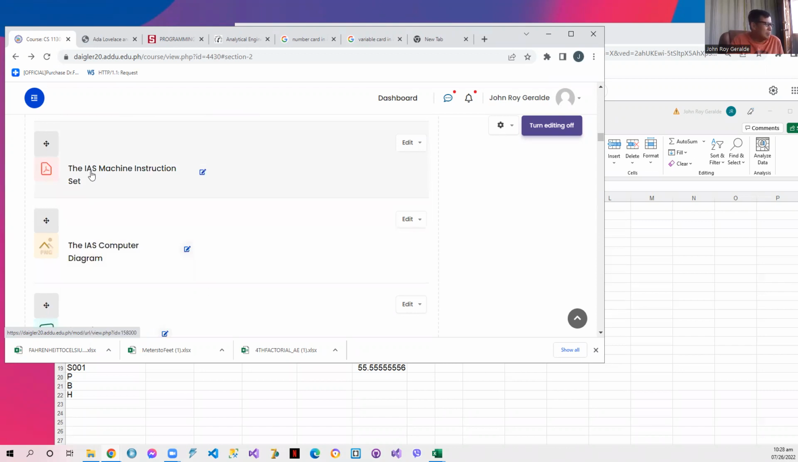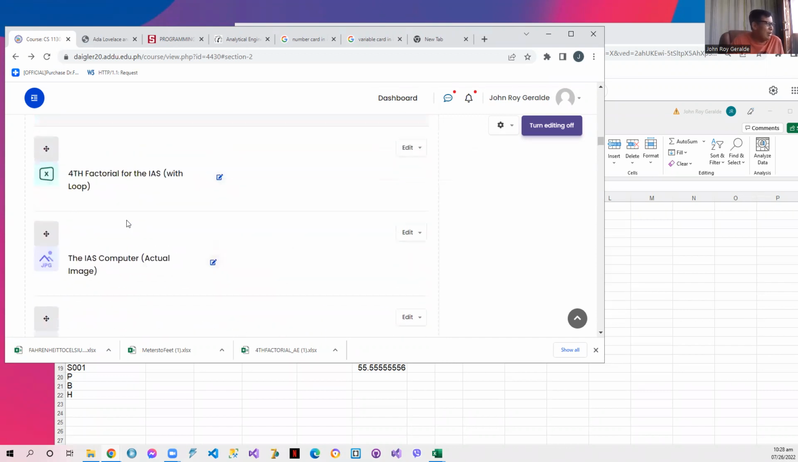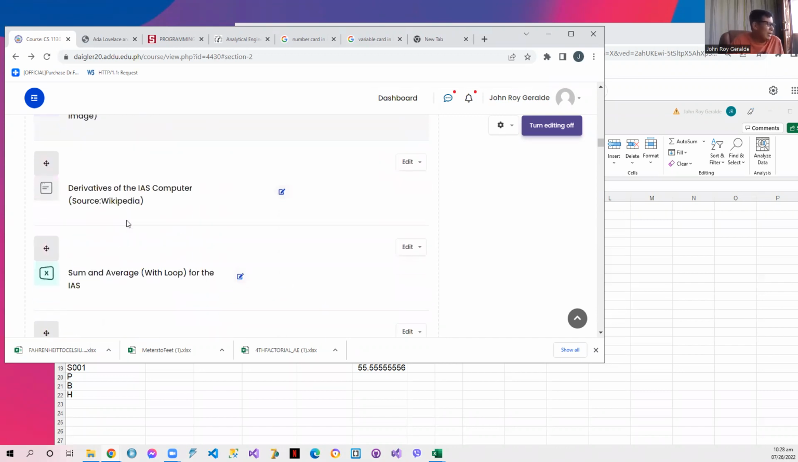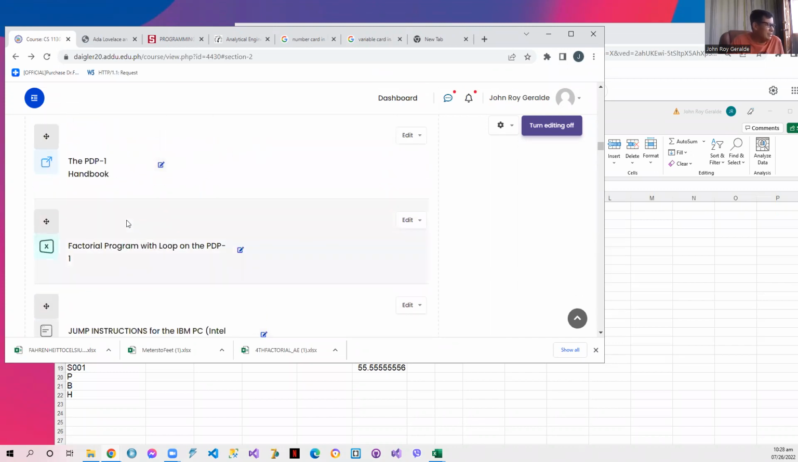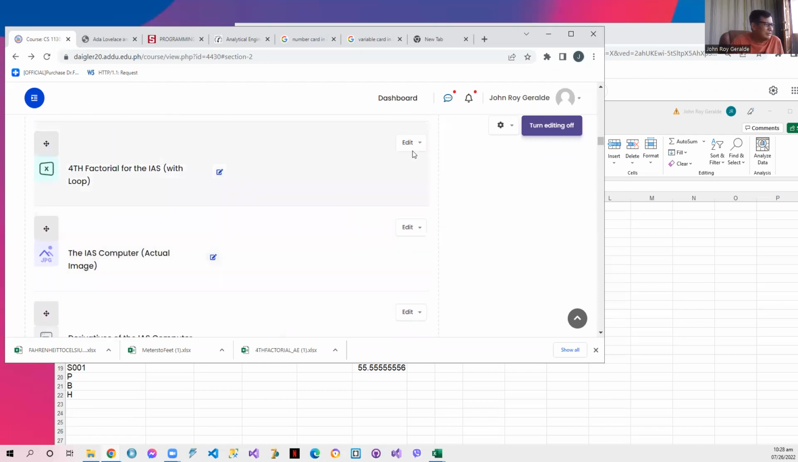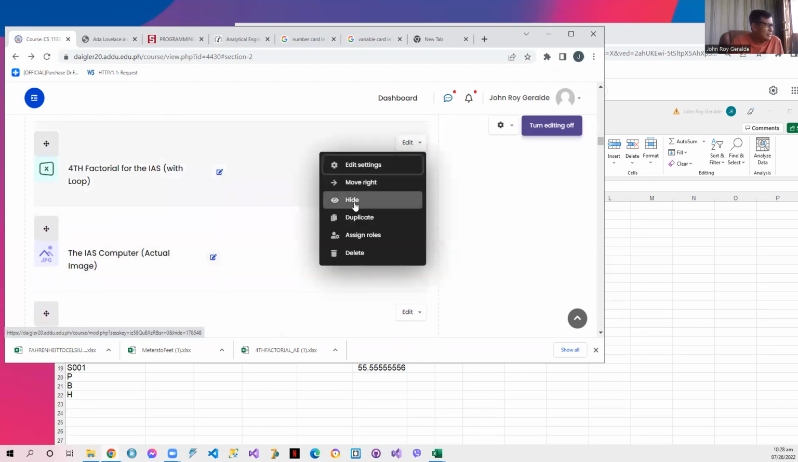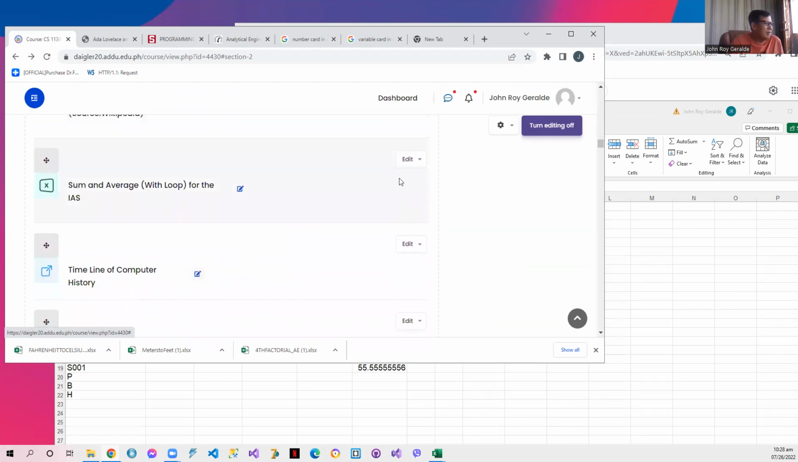We look at the IAS machine instructions, the diagram, and we will have programming again. For IAS, we'll have the factorial, and the sum and average. And the others. I'll hide this for now, para you'll have to do this. Okay. Sum and average.